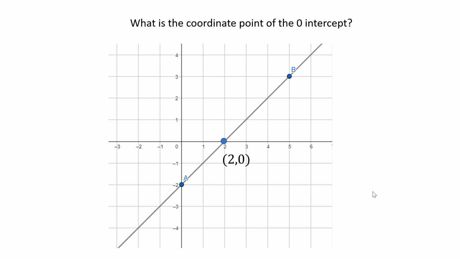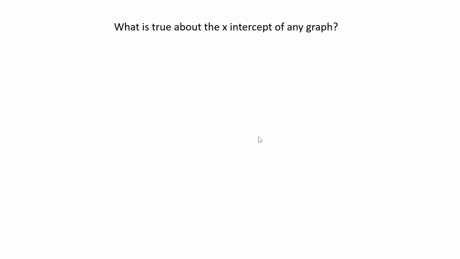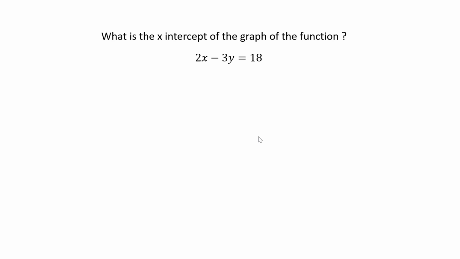Okay, we're looking for the x-intercept. So it's (2, 0). All right, so what is true about the x-intercept of any graph? Here are the 2 x-intercepts that we just had, looking for any consistency, and it is that the y value is always 0.